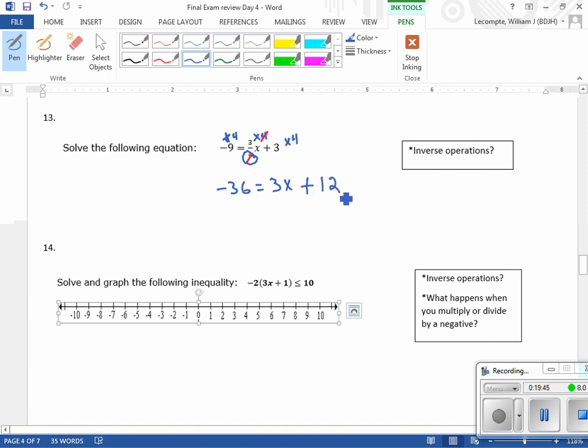And so now I have an easier equation to work with. All right, so my next step is to take away the easiest thing. Is it easier to take away multiplication or addition and subtraction?